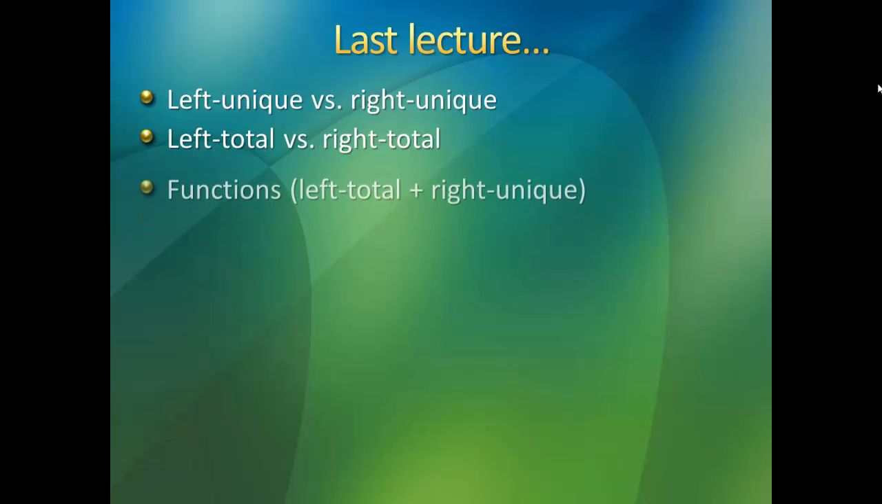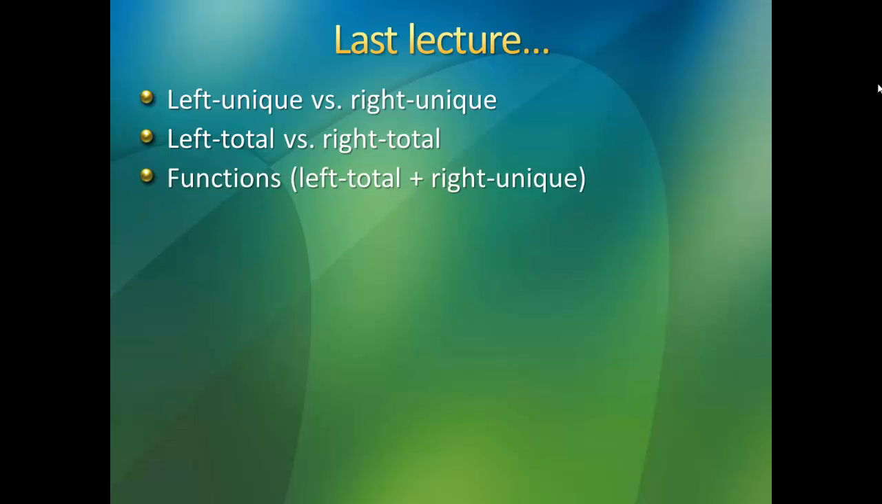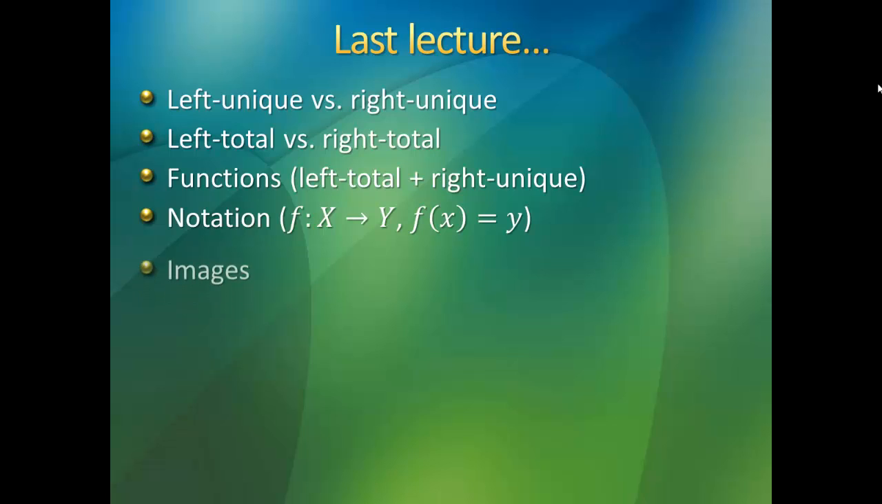From here, we define the familiar concept of a function as a relation that must be both left total and right unique. We learned how to notate functions, both the prototype and the definition. We talked about the image of a point in the domain, and extended it to both the image of a subset of the domain and the image of the entire domain, the last of which we called the range.